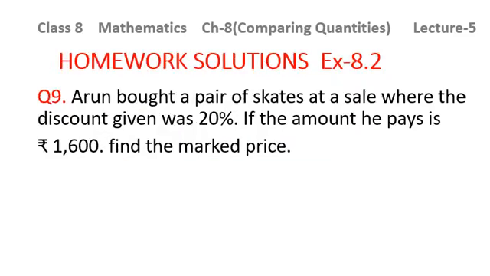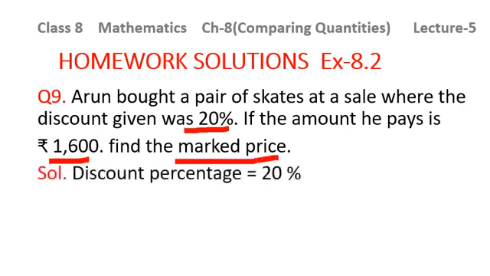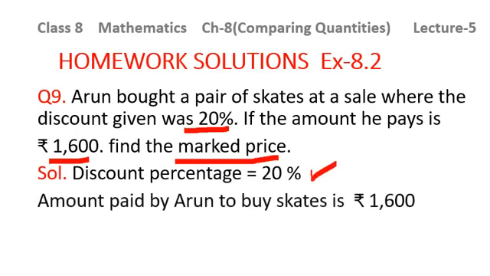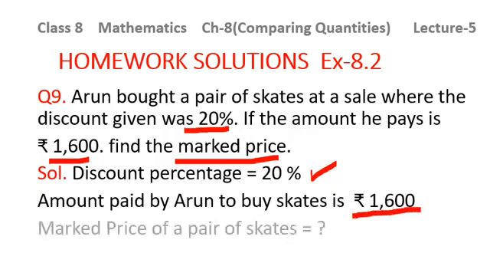Coming to homework solutions of exercise 8.2, this question was left, question number 9. Arun bought a pair of skates at a sale where the discount was given 20%. Here the discount is given to you as 20%, and the amount he pays is rupees 1600, and you need to find the marked price. Discount percentage is given to us as 20%. Amount paid by Arun for a pair of skates is 1600.